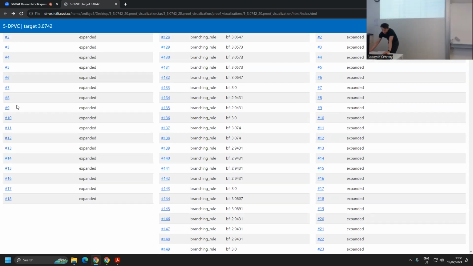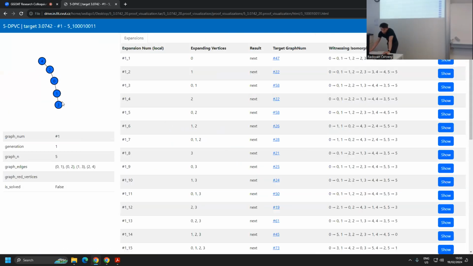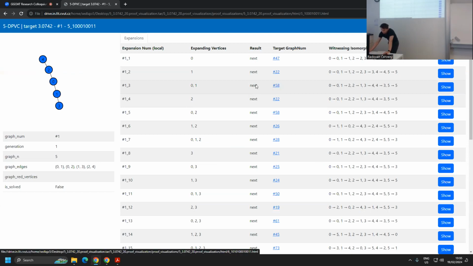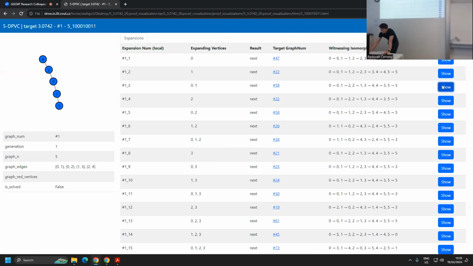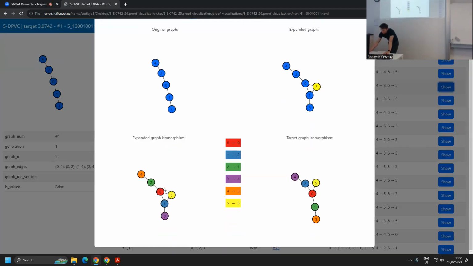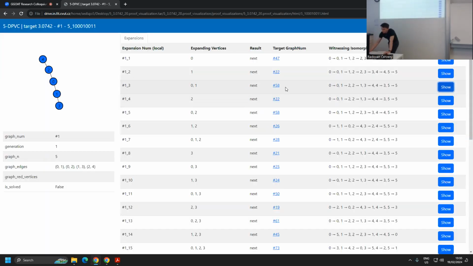There is the set of the initial graphs, so I can just click on this graph. In this case, this is some path. Since the algorithm didn't generate any branching proof for this, it has to do the expansion. Here you can find all the possible ways you can expand this graph, and you can follow the path. For example, if I wanted to expand vertices 0 and 1, then I can follow the path. I can even show some isomorphisms, but let's not get into details. It would be longer than 5 minutes.